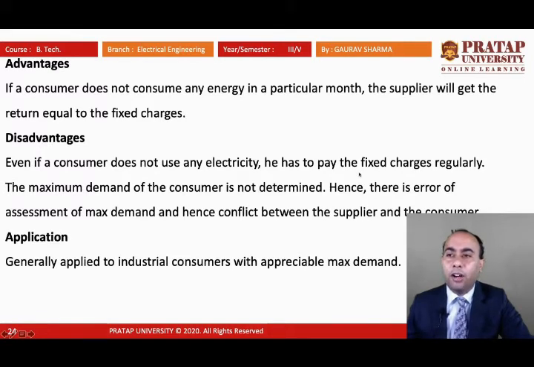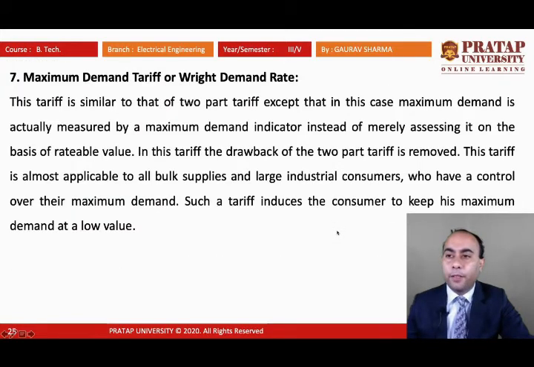The advantage of that is if a consumer does not consume any energy in a particular month, the supplier will get a return equal to the fixed charges. And the disadvantage is that even if a consumer does not use any energy, he has to pay for that charge. That is, for the fixed charge, he has to pay.